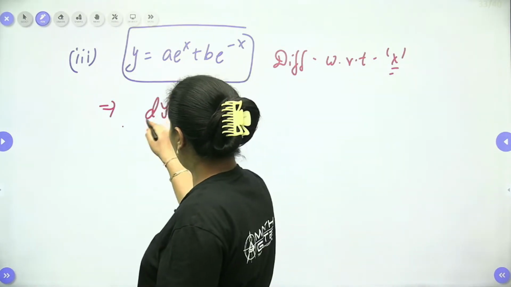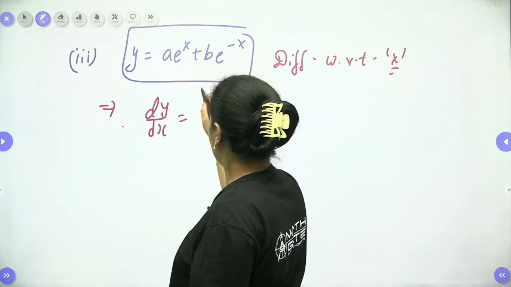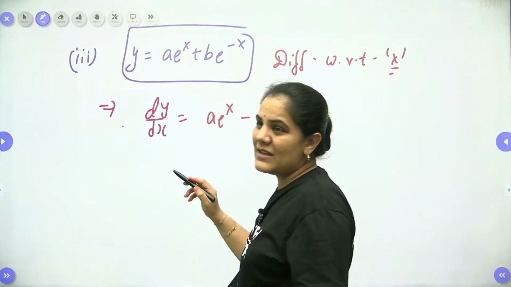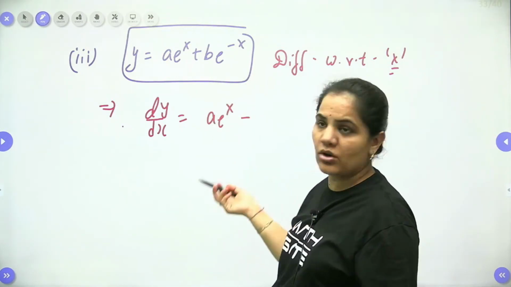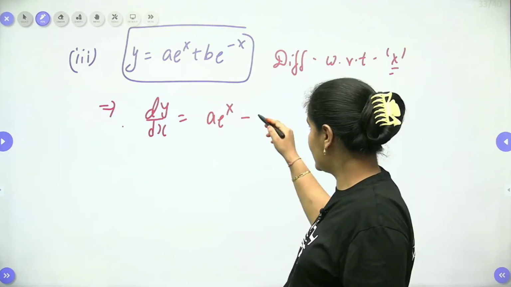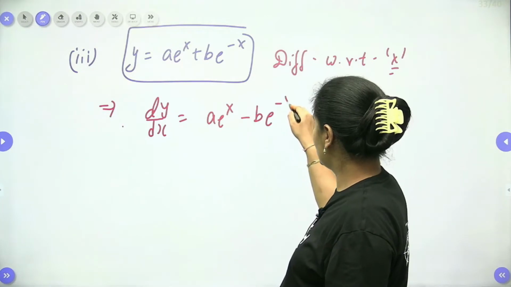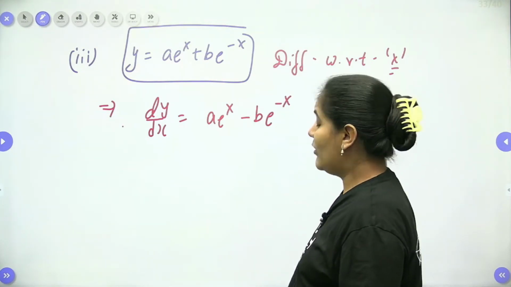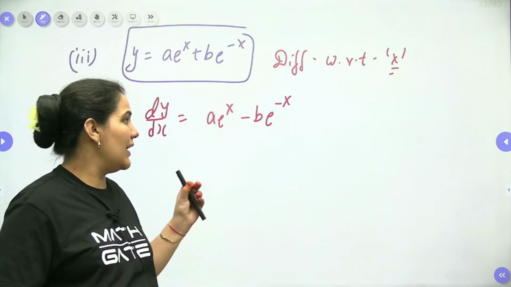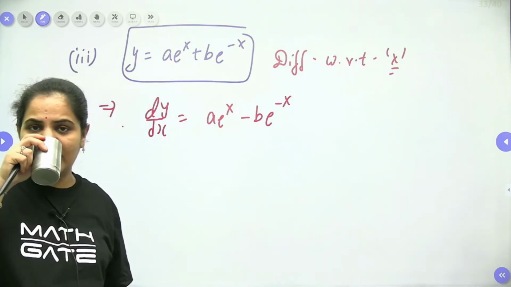So it will be dy by dx, my dear students. Yes. A e power x, it will be a e power x only. For b e power minus x, b is constant and the differentiation of e power minus x is minus e power minus x, so it will be minus b e to the power minus x only. Now we can see the arbitrary constant is not removed. Here we have a and b, so how can we approach, dear students?